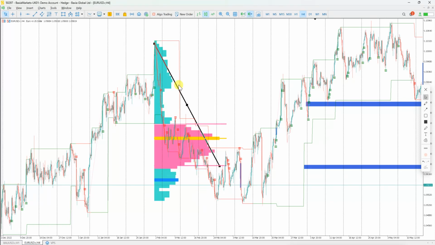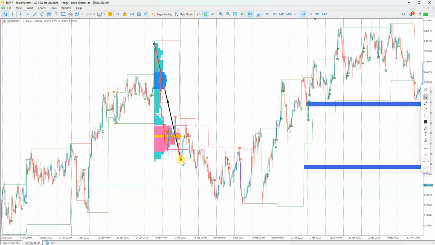Okay, next is this. Here we have a liquidity grab. This is a liquidity grab. Okay, I'm sorry. This is a liquidity grab.